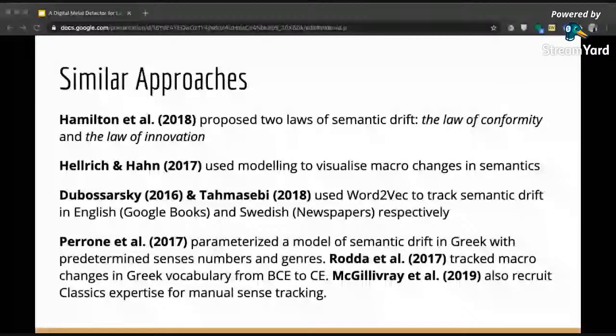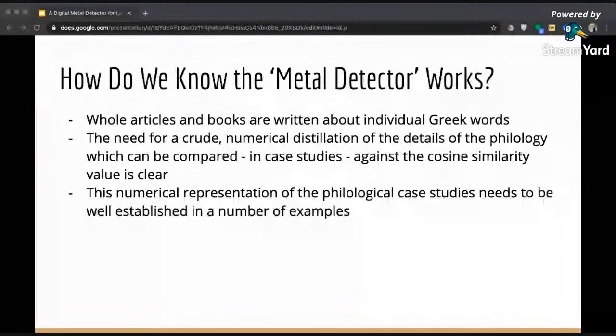What I want to do is move that on a little bit, and that's to detect new words of interest. So it's an extension of existing attempts, but designed to detect new words that we can use in lexicographical studies. The obvious question then comes up: how do we know that this metal detector works?